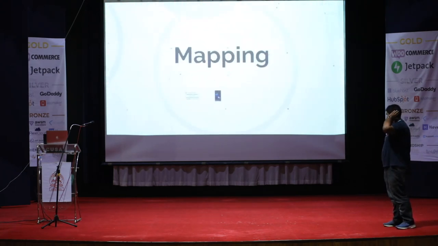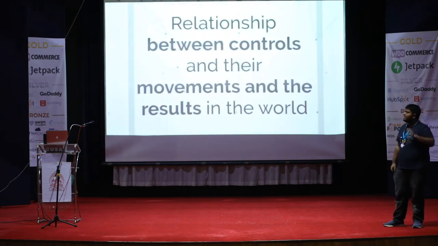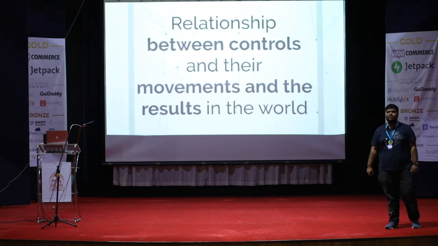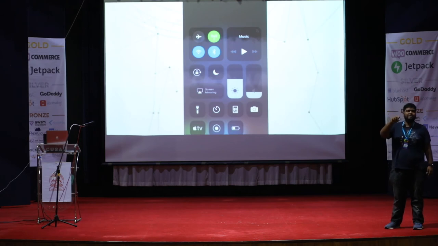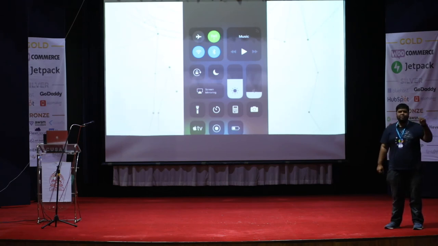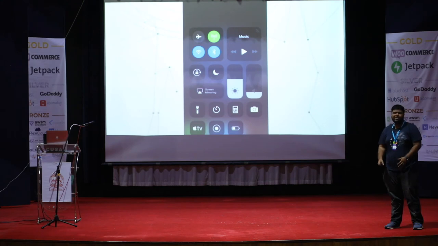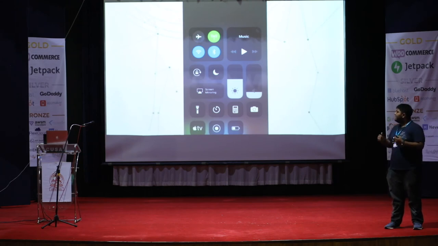The next thing is mapping. So what is mapping? Mapping is the relationship between controls and their movements in the real world. I'll give an example. We all have phones, right? And we sometimes press the volume up button or down button to increase or decrease the level of sound. Think about it once again: you're pressing the upper button and the volume is going down. Is it not confusing? You are pressing up, but the volume is going down. So this is the relationship between controls and their real life interpretation. They have to be mapped so your users do not get confused.